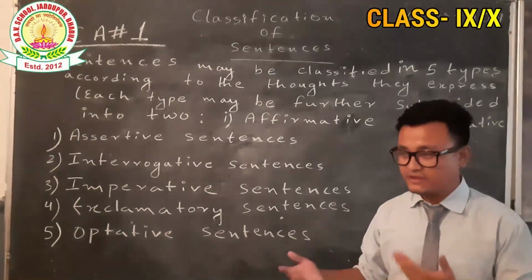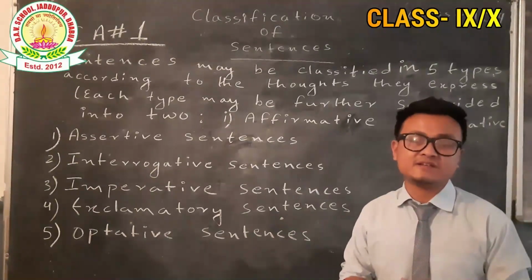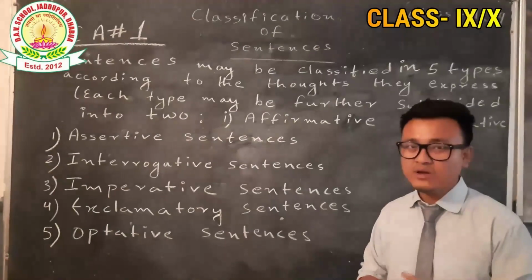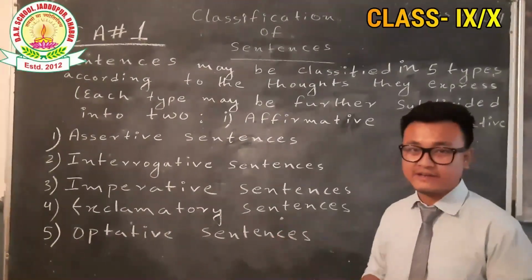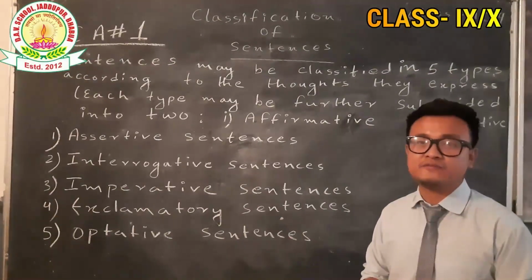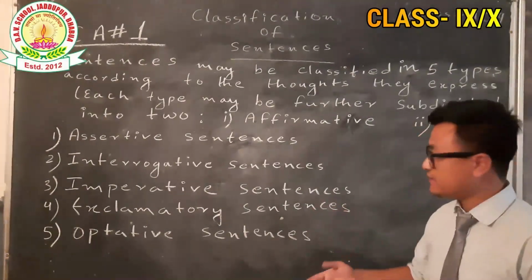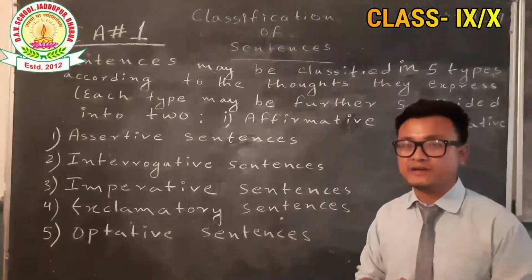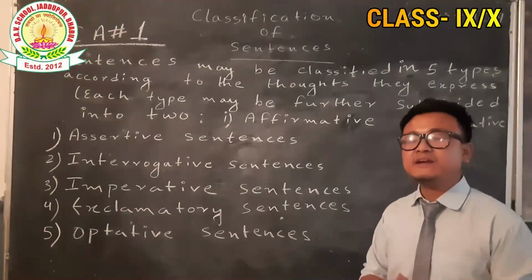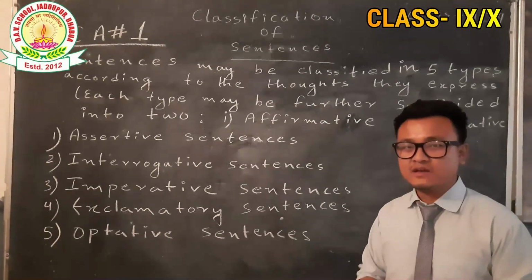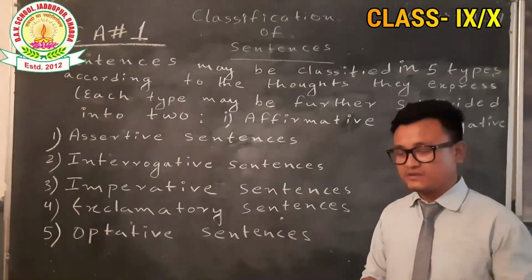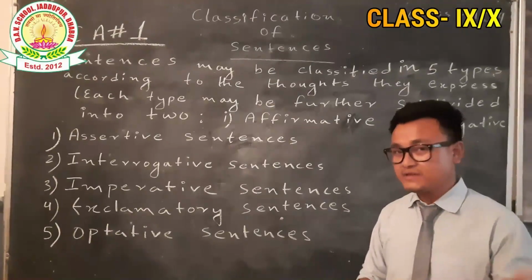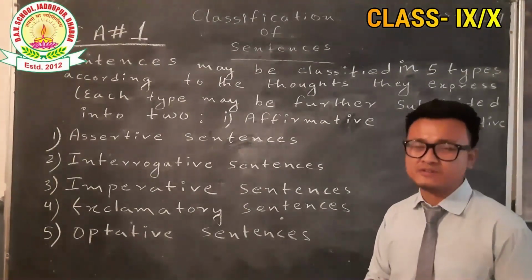We start learning this type of sentence when we reach class 7, and sometimes even in class 6. So I don't think I have to repeat these things again and again, but still, for the sake of your memory, I'm doing it. Third, imperative sentences. We all know that imperative sentences are those types of sentences which denote request, command, or sometimes permission as well.